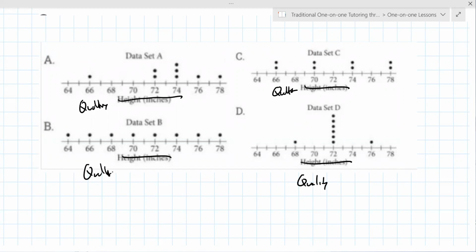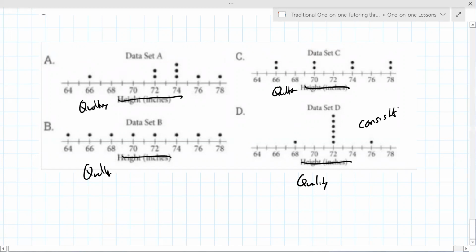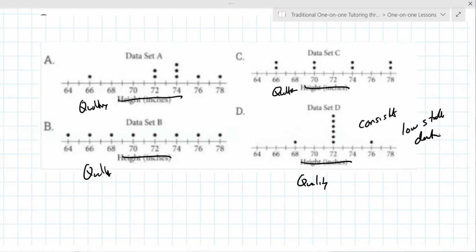Oh, data set D. D, yes. So this is the most consistent, meaning that you have a target and you hit it over and over and over again, okay? This one has a low standard deviation. Because every time you expect to get the same thing.